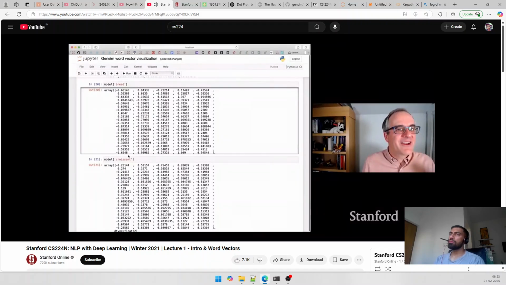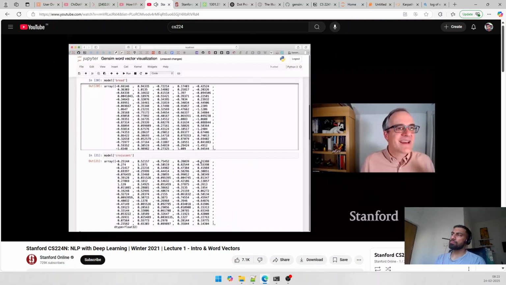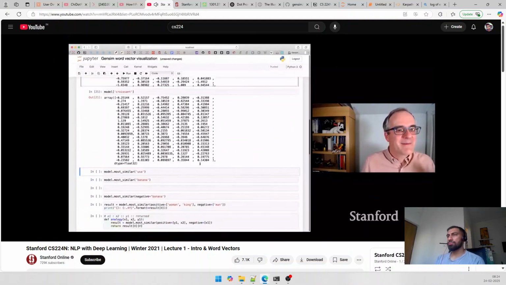And you can see that maybe these two words are a bit similar, so both of them are negative in the first dimension, positive in the second, negative in the third, positive in the fourth, negative in the fifth. So it looks like they might have a fair bit of dot product, which is what we want because bread and croissant are kind of similar.